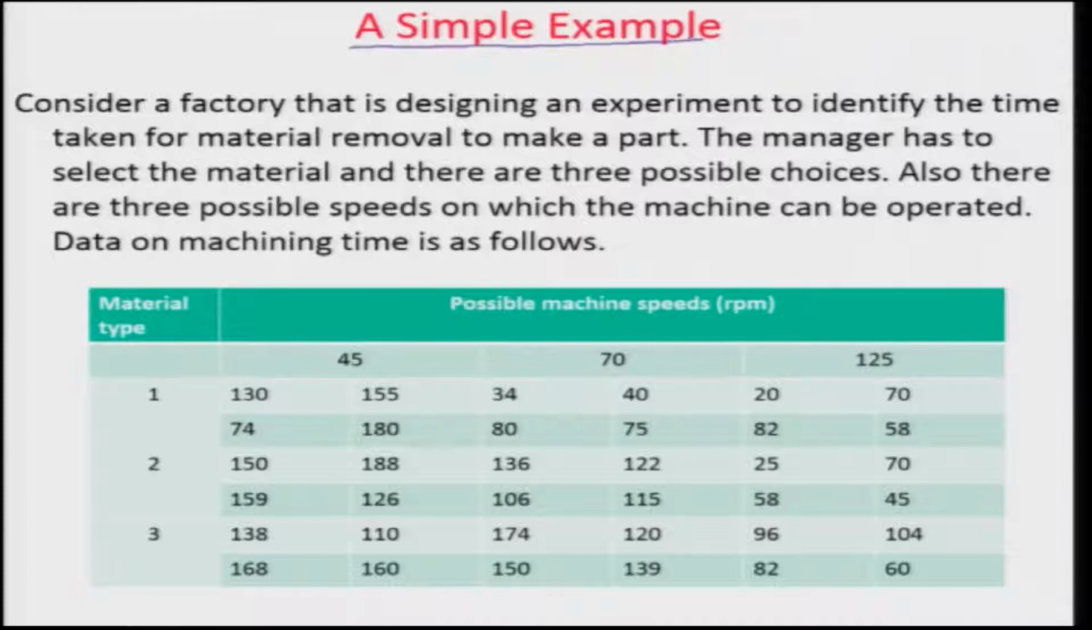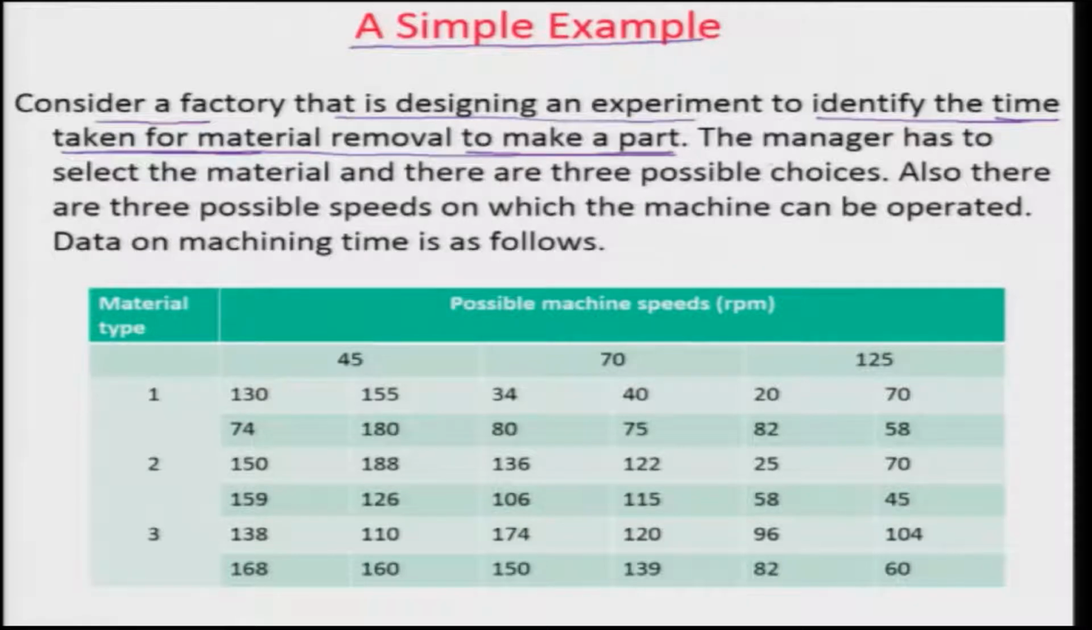So, the example that we mentioned earlier in the class, this is important, I will refresh the example once again for you. Consider a factory that is designing an experiment. What we are trying to do is identify the time taken for material removal to make a part. So, how much time it takes to remove the material to make a specific part is what we are going to study.